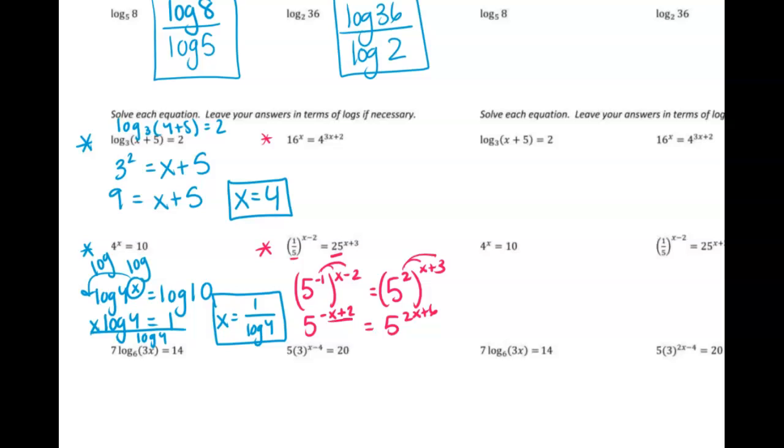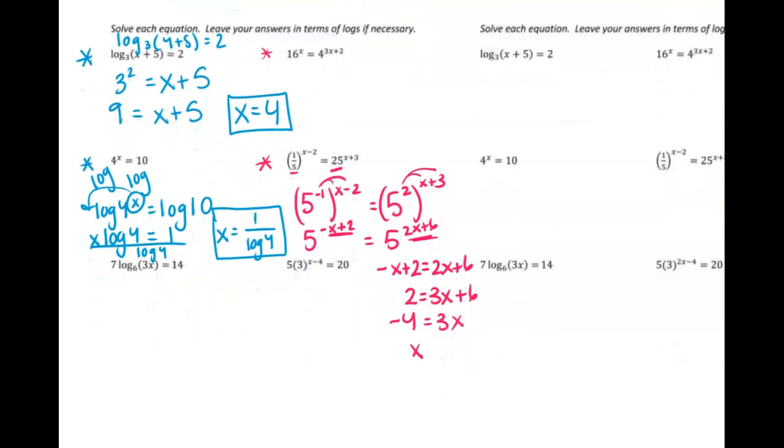Since our base is the same, our exponents must be the same for it to be a true equation. So negative x plus 2 equals 2x plus 6. If we solve from there, and I add x to both sides, 2 equals 3x plus 6. Subtract 6: negative 4 equals 3x. Divide by 3. So x equals negative 4 thirds.